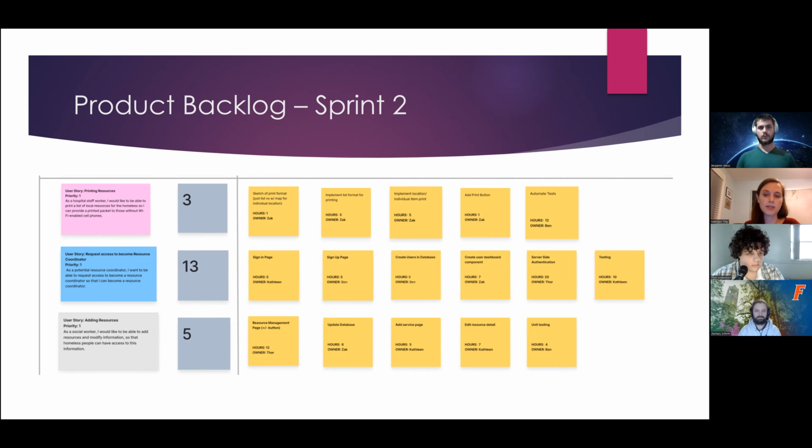During planning poker, we assigned 3 story points to printing resources because this will be fairly simple to complete after the UI skeleton is built in Sprint 1. We then assigned 13 story points to the request access to become a resource coordinator story because this is the first time we'll be dealing with account access. And lastly, we assigned 5 story points to the adding resources story.